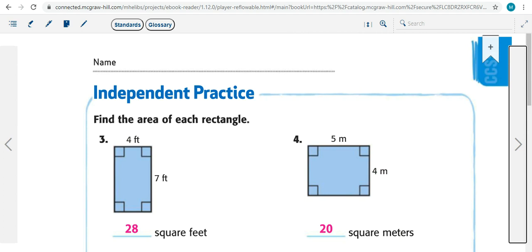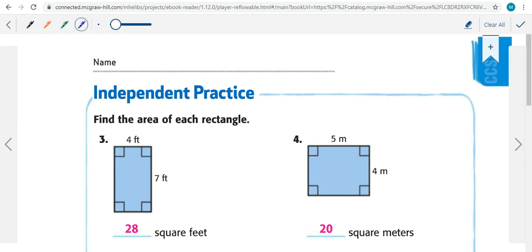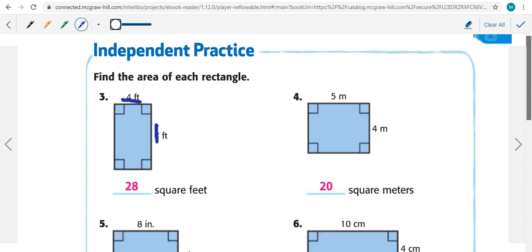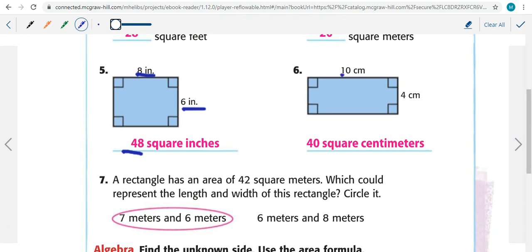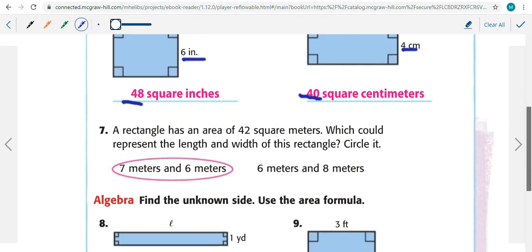Find the area of each rectangle. 4 times 7 is 28. Remember that area is length times width. Length 7 times 4 width. 7 times 4 is 28. Number 4, length times width. 5 times 4 is 20. Number 5, 8 times 6 is 48. Number 6, 10 times 4 is 40 square centimeters.